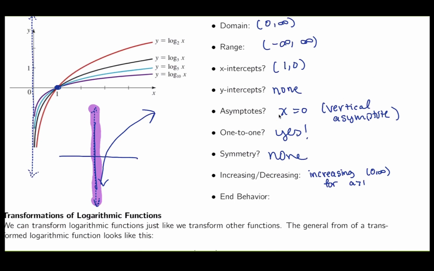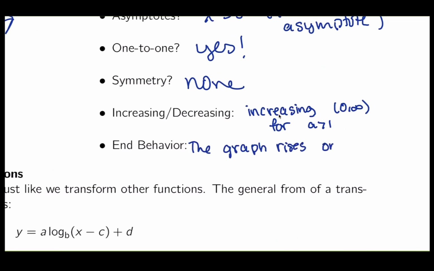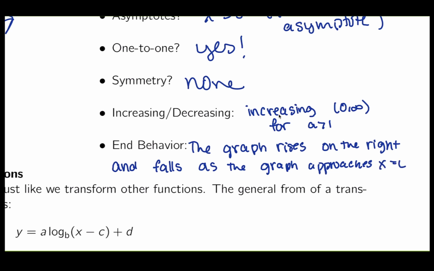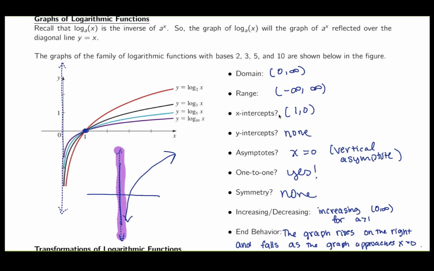The end behavior, well, we don't really have a negative infinity end behavior. We just have an approaching 0 end behavior. And then we have a positive infinity end behavior as well. So we might say that the graph rises on the right and falls as the graph approaches x equals 0. That's a way to describe what's going on up here. It's rising to the right and falls as we approach 0. So these are the general characteristics or properties of a logarithmic function.